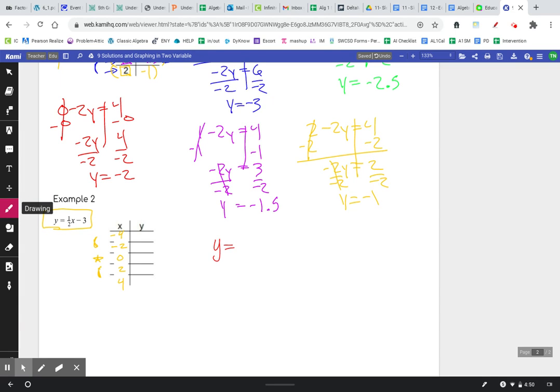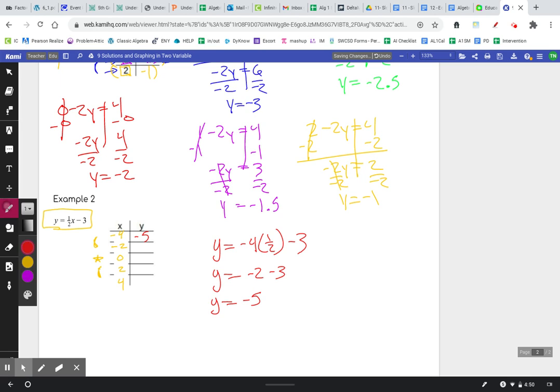I get y equals -4 times a half minus 3. So what do we got here? My calculator and or brain tells me that -4 times a half is -2, minus 3. Well, -2 minus 3 is -5. So my first ordered pair, or my first solution, is -4, -5. Moving on, let's follow the order from earlier.